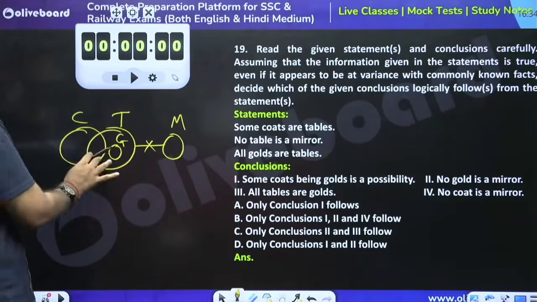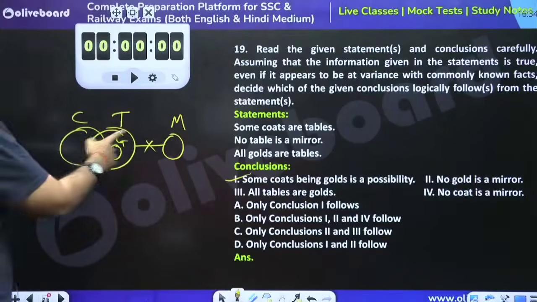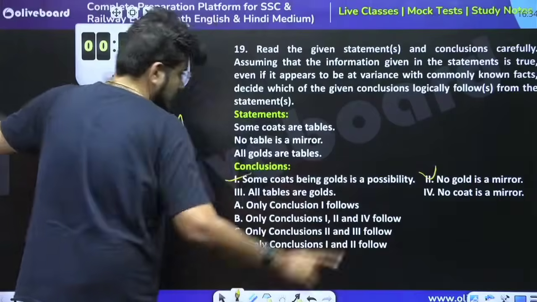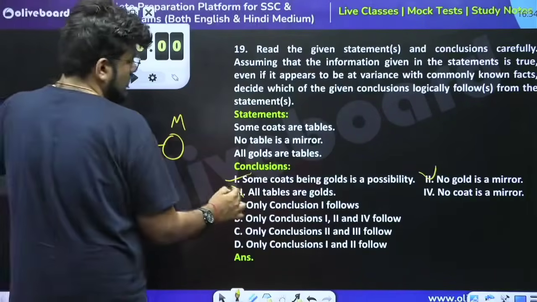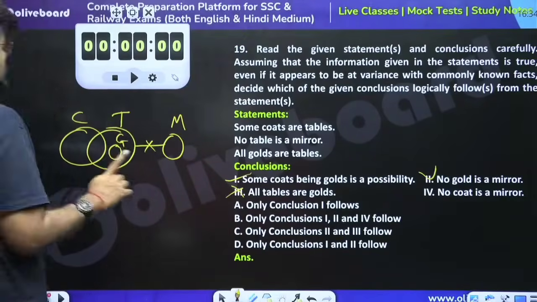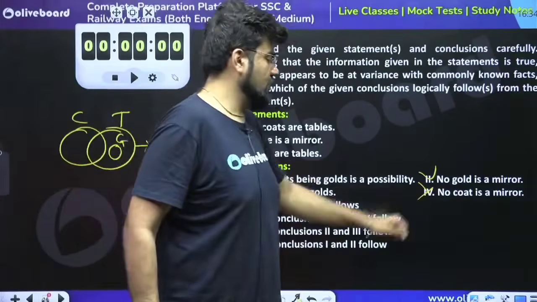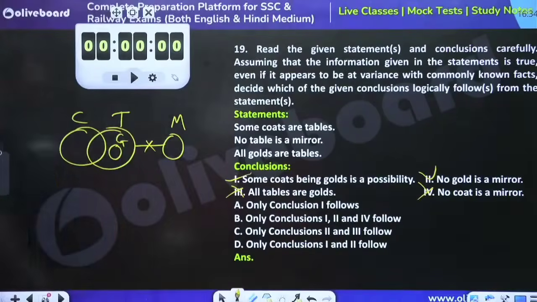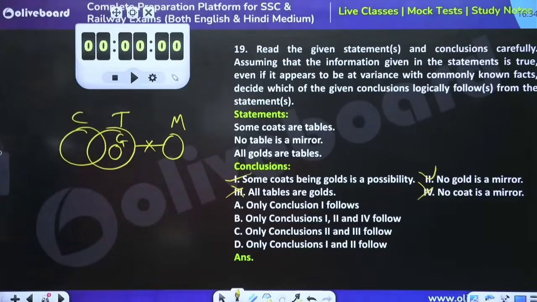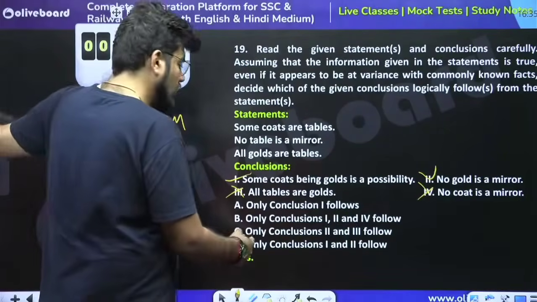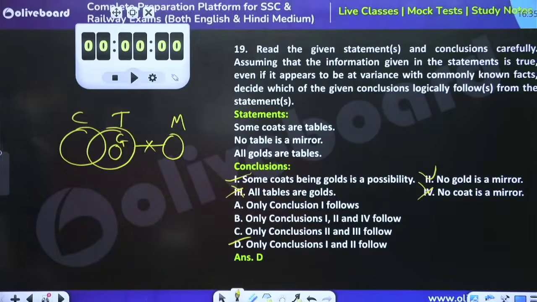Absolutely. Codes and golds are not connected, so all possibilities between them will be valid. No gold is a mirror. Absolutely right. This is a definite case now. All tables are golds. No, not at all. No coat is a mirror. No. But can I say some coat is not a mirror? I can absolutely say some coat is not a mirror. Some coat is not a mirror, but no coat is a mirror is incorrect. So only 1 and 2 follow. Option D is the right answer. Cool. Next.